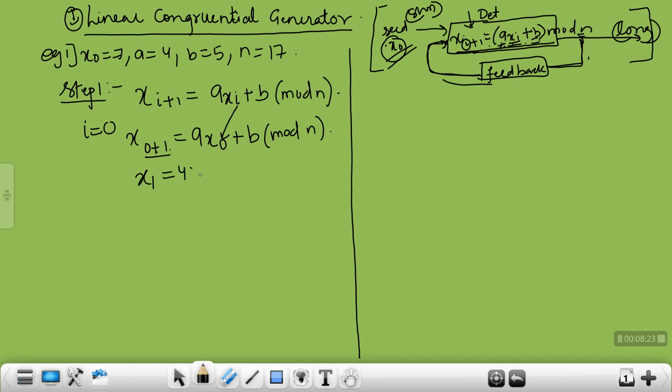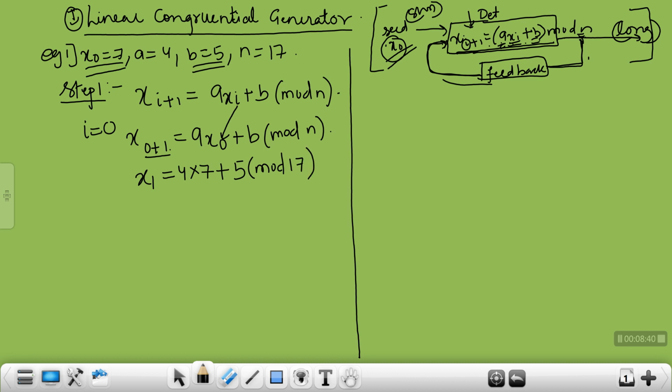To calculate the value of x1, what do we require? A. What is A? 4 as per given to us. What is the value of x0? The x0 value is already given to us as 7. So I will take x0 as 7 plus B. The B value is already given to us as 5. 5 mod of n. The n value is already given to us as 17. So I am writing mod of 17.